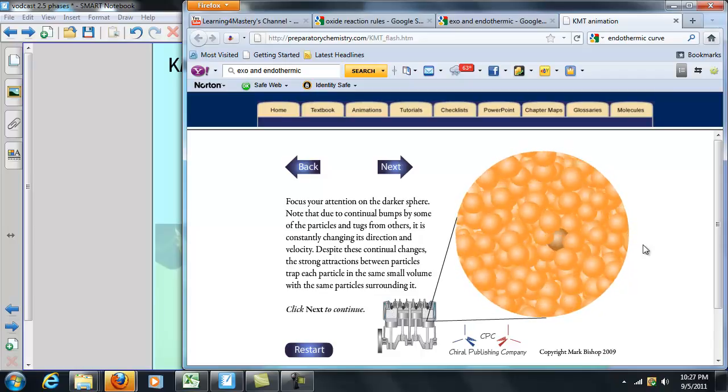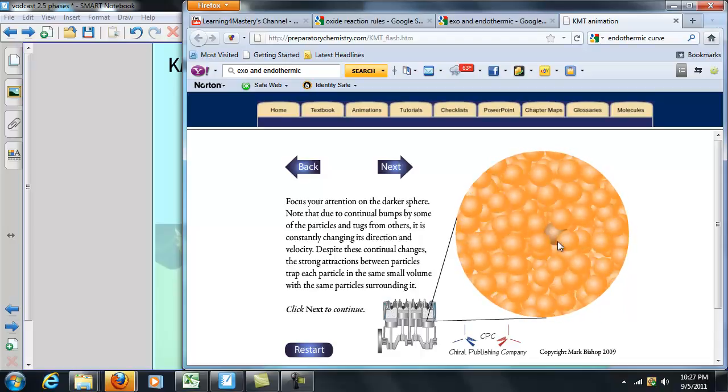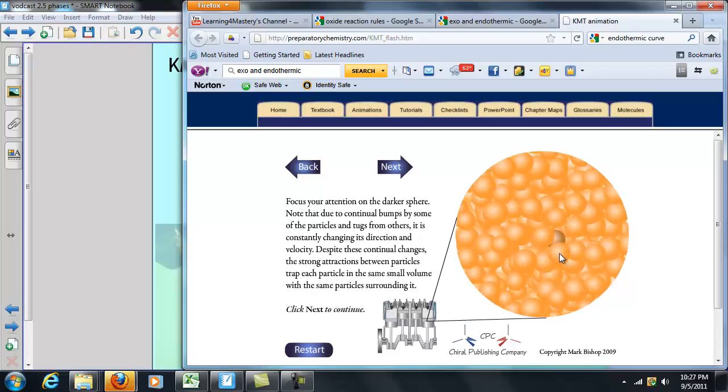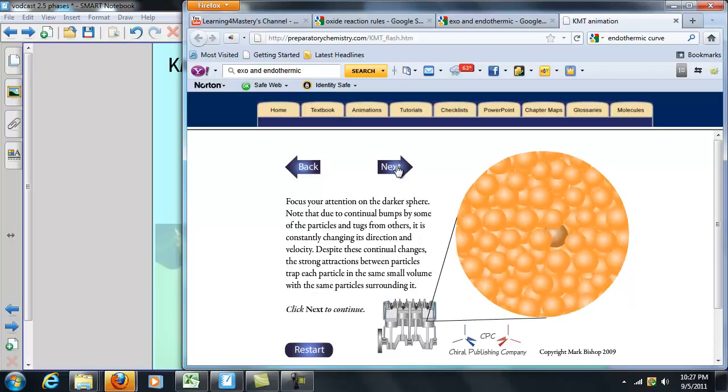They're kind of vibrating in place. They're bouncing off of each other. You see this little ball in the center? He doesn't really get to move. He gets bounced off of the other molecules, but he never really shifts his overall position. It's always right in this general area.